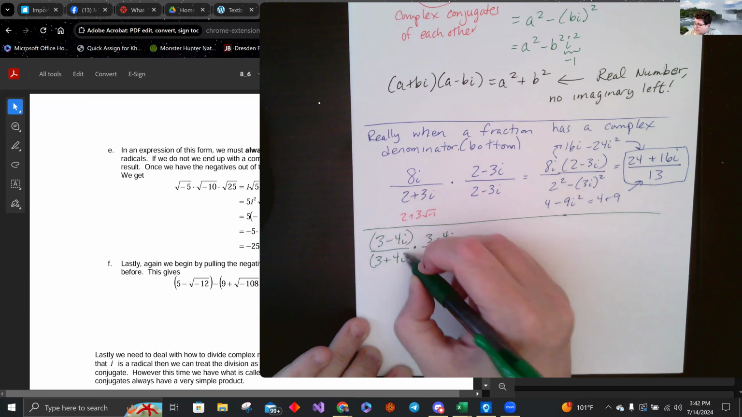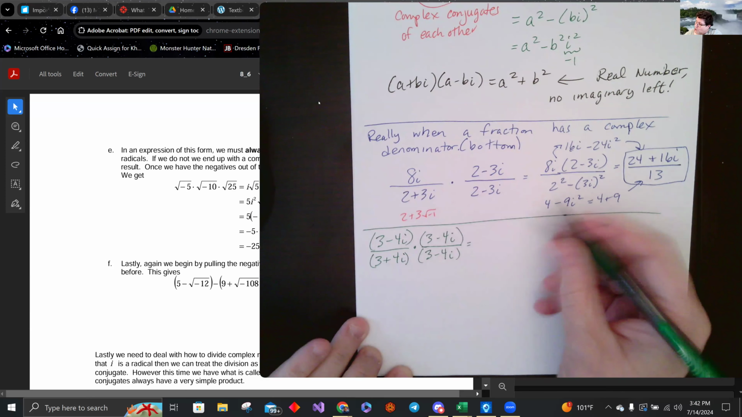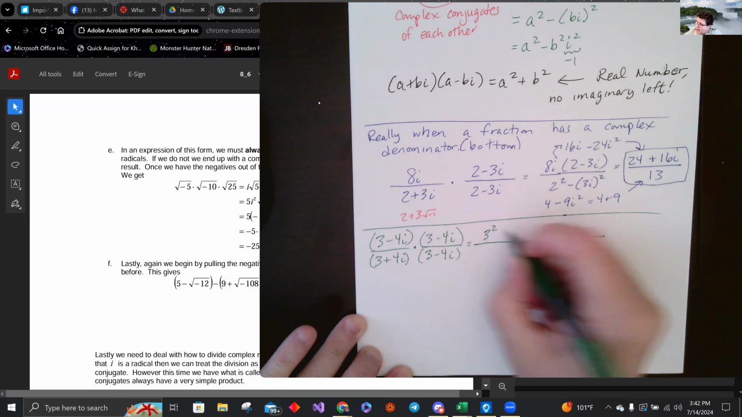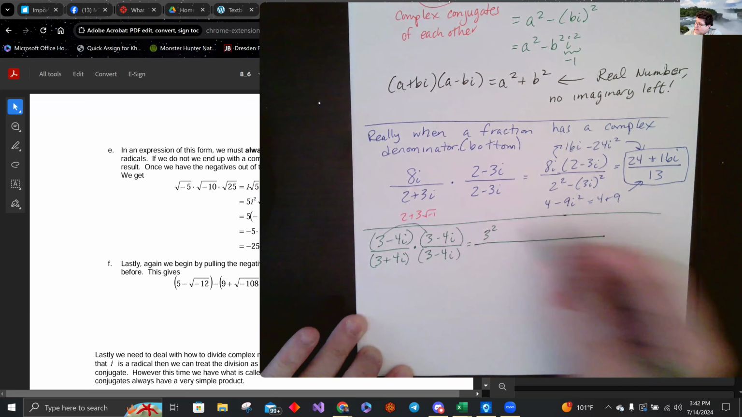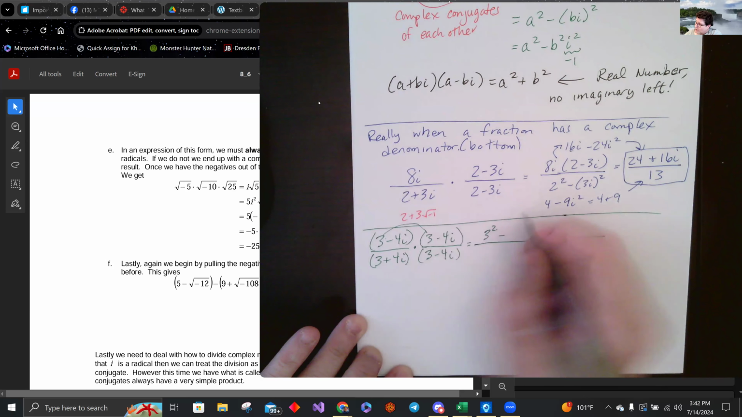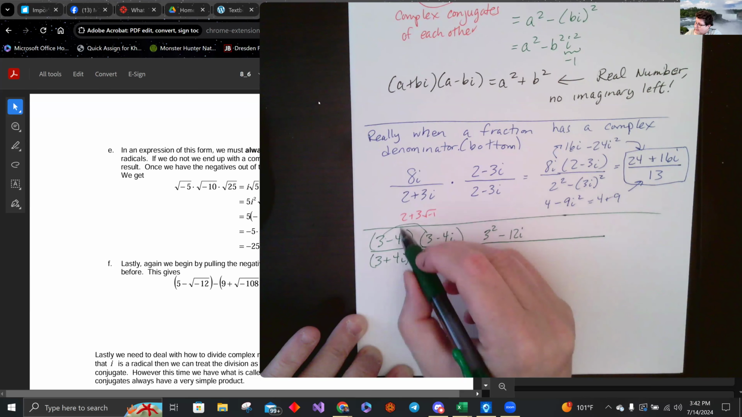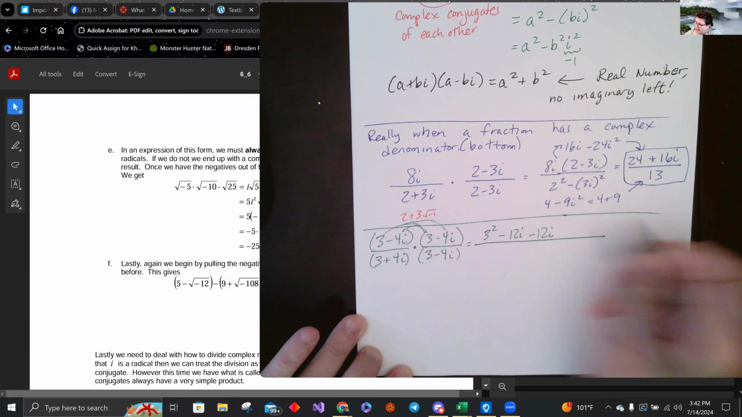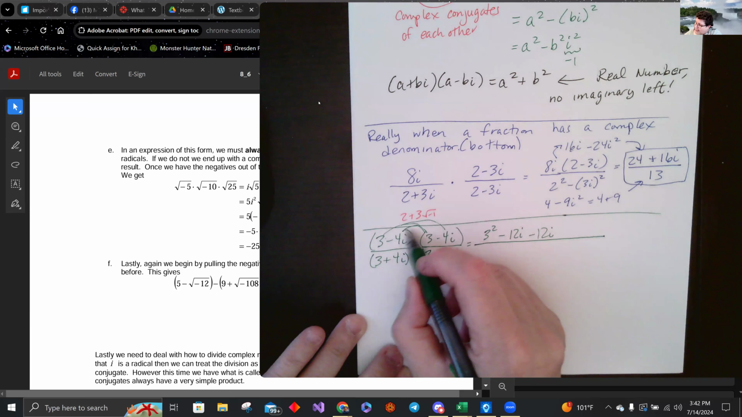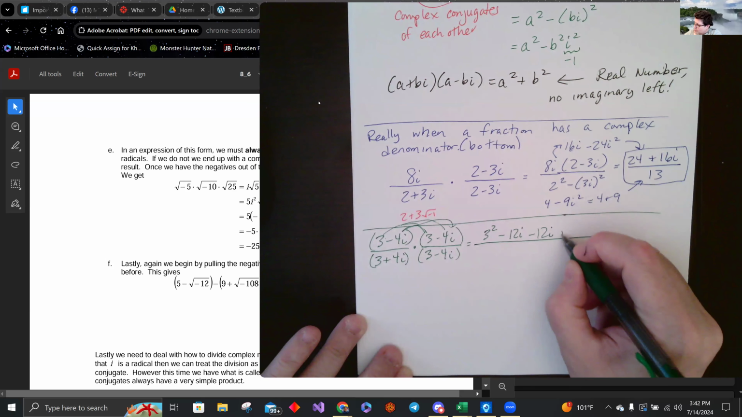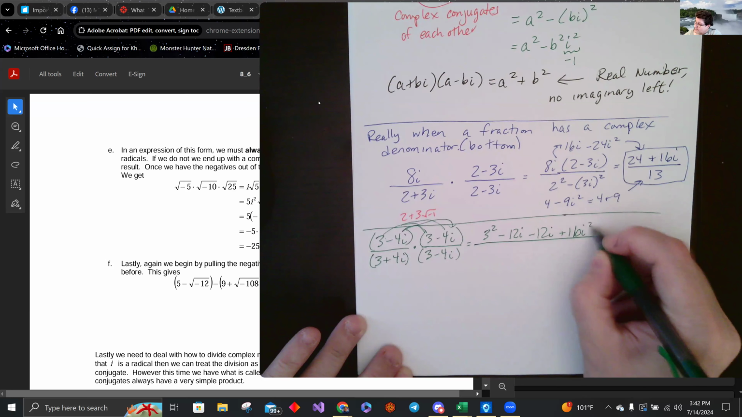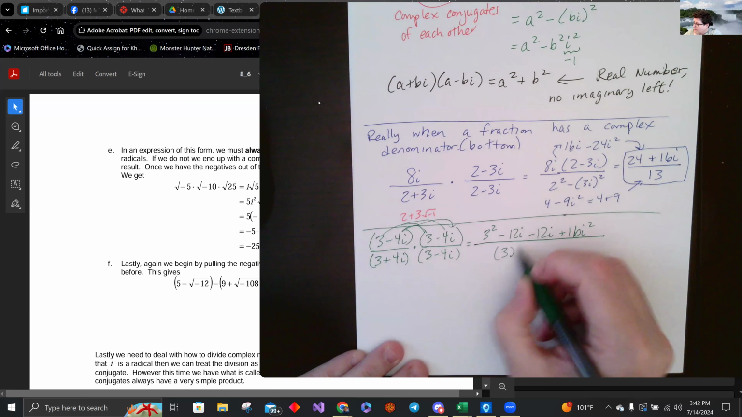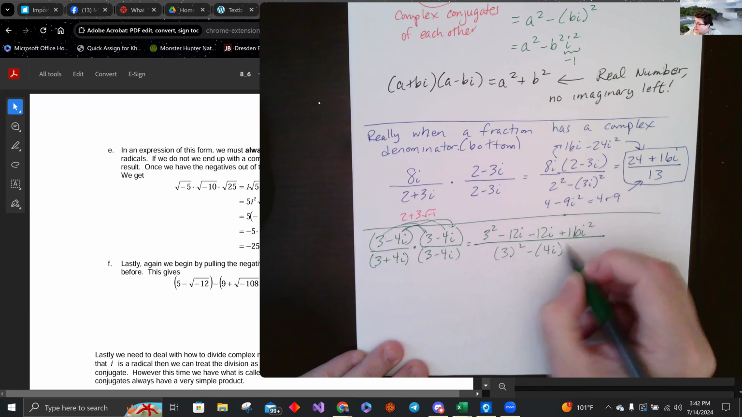And so it might help to put these in parentheses. We need to distribute on the top. We've got 3 squared, minus 3 times 4i is minus 12i. And then minus 4i times 3 is another minus 12i. And then minus 4i times minus 4i is plus 16i squared. On the bottom, we have 3 squared minus 4i squared.